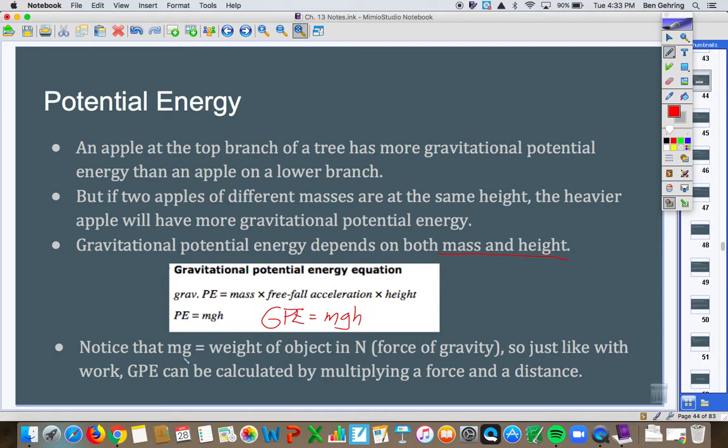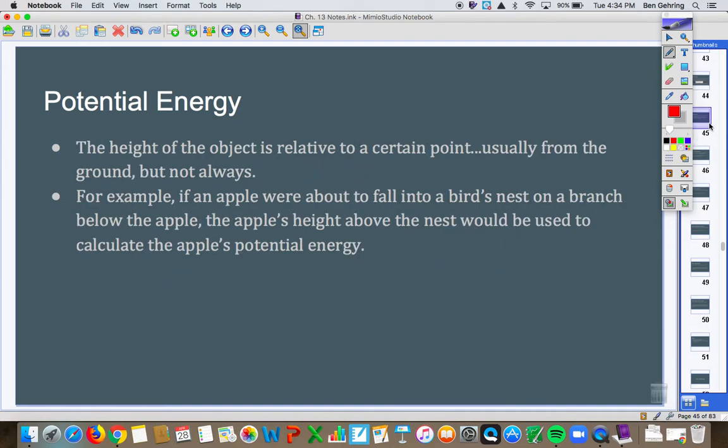Notice, if you have mass times gravity, gravity is an acceleration. So we did mass times acceleration is equal to a force, if you think way back. So potential energy is also equal to force times distance or force times height. And this force times distance, that was our work equation. So notice how all of that comes together. And that's how these all are conjoined.